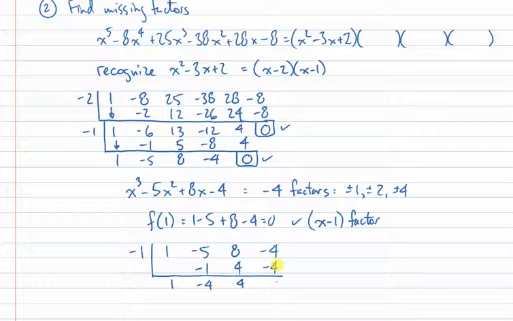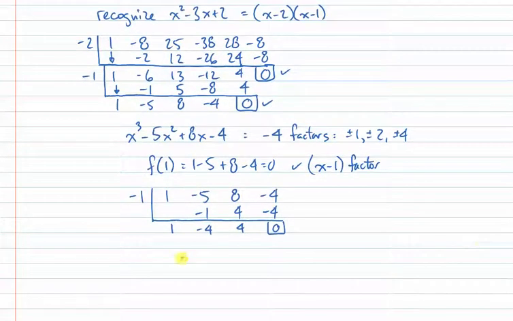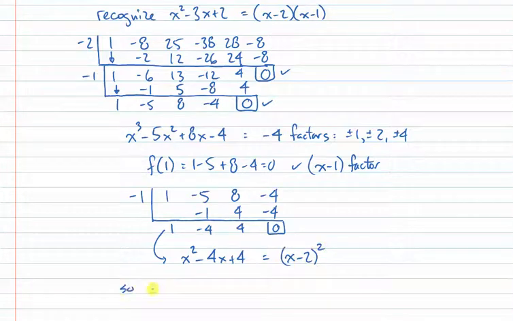And I will arrive at 0 remainder, which confirms that that was a factor. My quotient now is x squared minus 4x plus 4, and I have means of factoring that because it's quadratic. It's x minus 2, x minus 2, or x minus 2 all squared. So the three factors that I wanted to find are x minus 1 and x minus 2 squared.